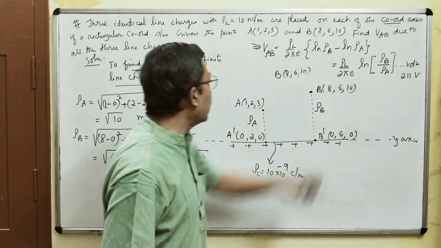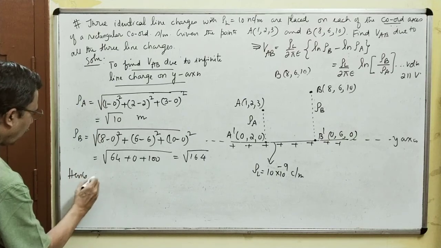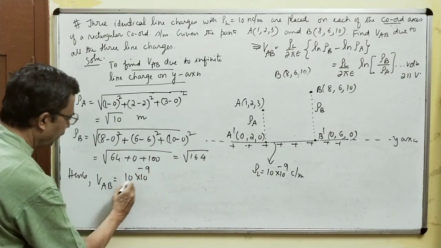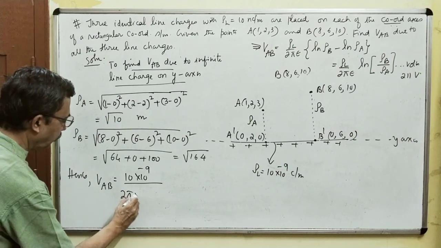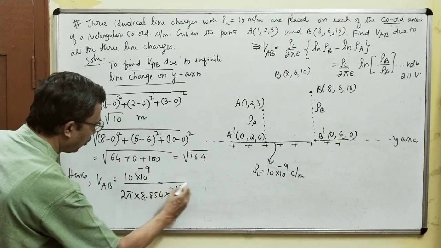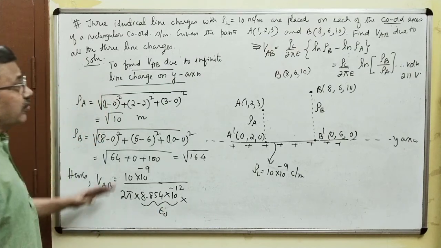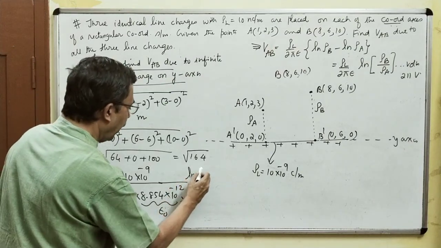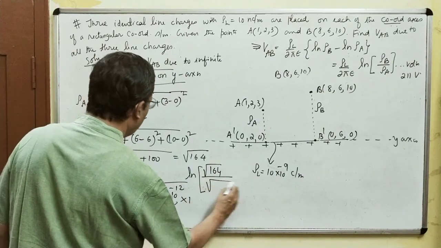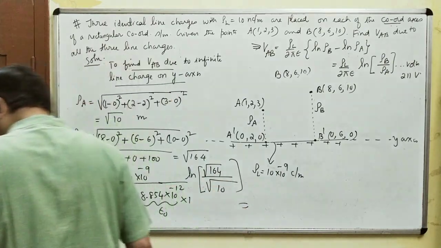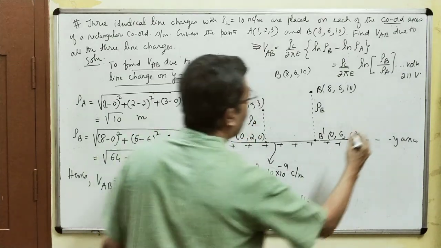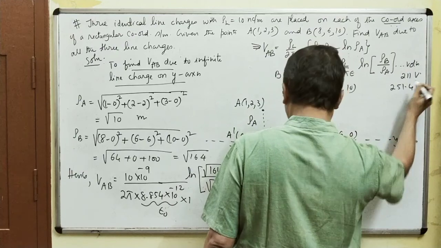Now apply this formula. Hence VAB is equal to, what is rho L? Rho L is 10 into 10 to the power minus 9 divided by 2 pi epsilon. Epsilon is epsilon naught into epsilon r. Epsilon naught is 8.54 into 10 to the power minus 12. In the absence of any data, epsilon r is taken as 1. Natural logarithm of rho B divided by rho A. Rho B is root of 164, and rho A is root of 10. If you simplify this, the answer is 251.4 volts. I'll note down this answer over here, 251.4 volts.